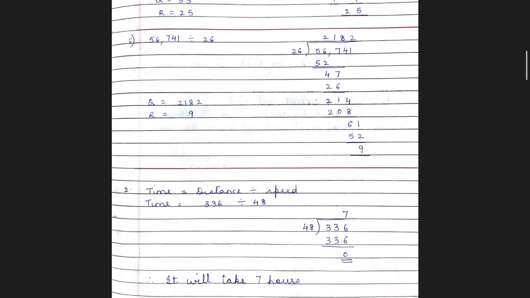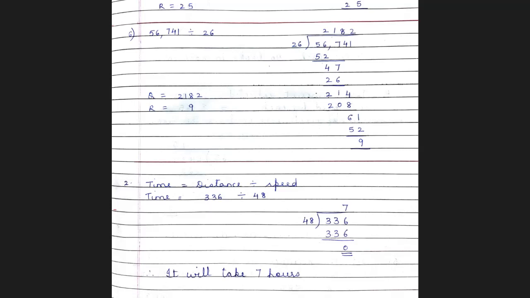The last question in this: 56,741 divided by 26. 26 doesn't go in 5. Take the next number, 56. It goes 2 times. 26 2s are 52. Subtract 56 minus 52, 4. Bring the next number down, 47.